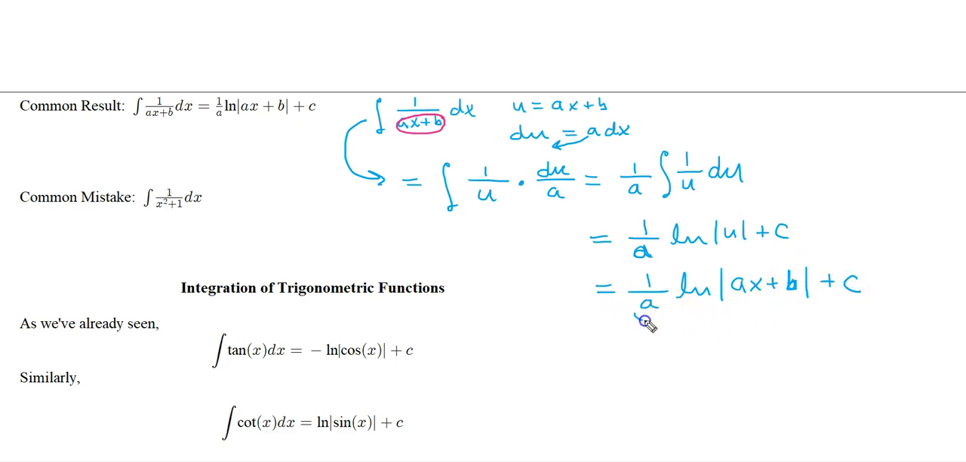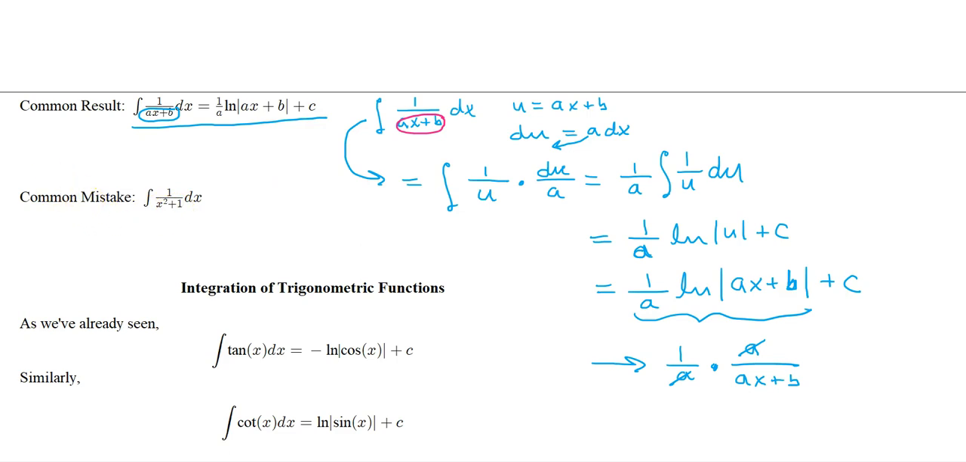And you can easily see that if you differentiate this, you do get back 1 over ax plus b. If you differentiate it, you'll get 1 over a times, all right, to differentiate the ln absolute value ax plus b, you treat the ax plus b as a u, so it's going to be u prime, which is a, over u. And of course the a's cancel and you recover 1 over ax plus b. So that's a very common result that you'll use. So the antiderivative of 1 over a linear term like this, that's called a linear function ax plus b, is 1 over a ln absolute value ax plus b.